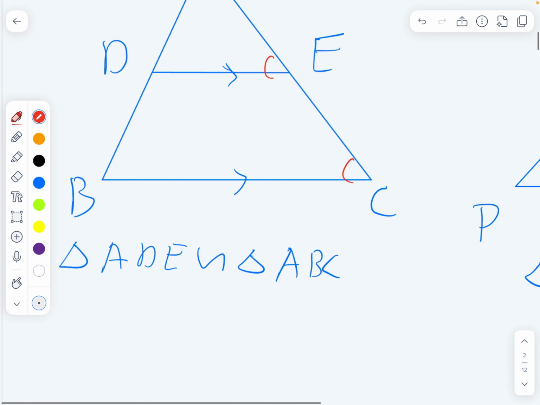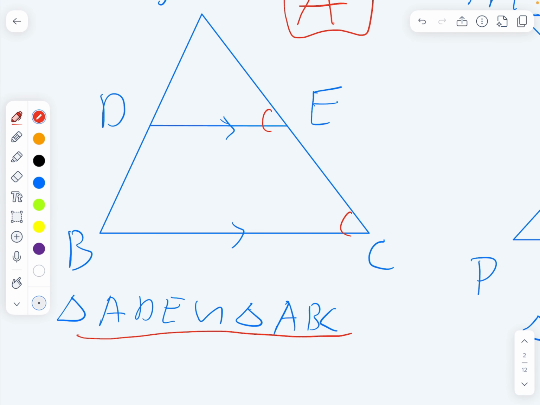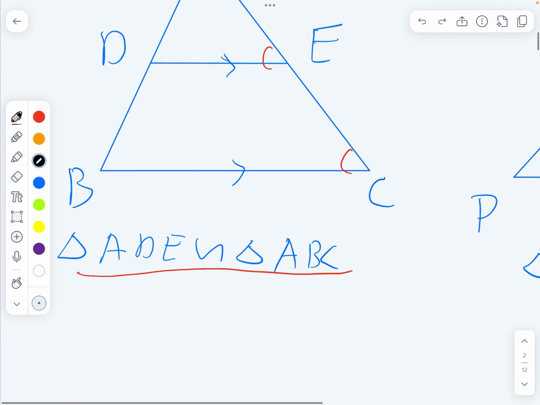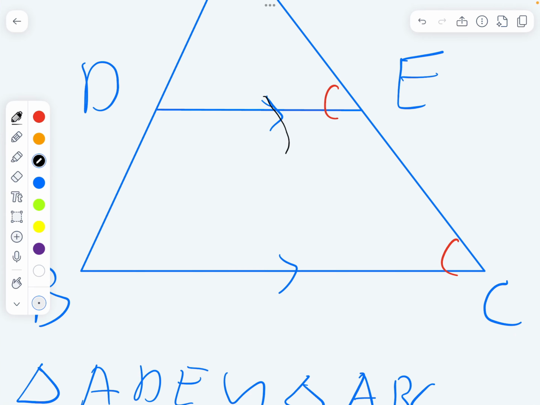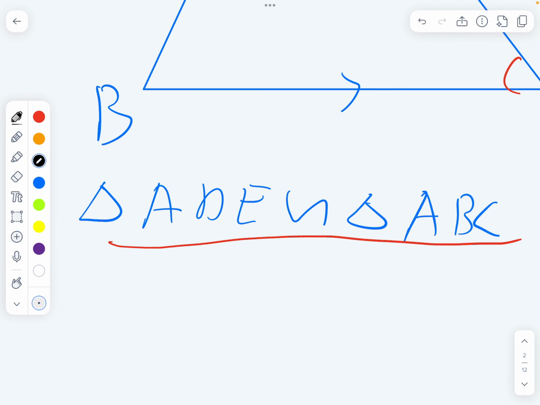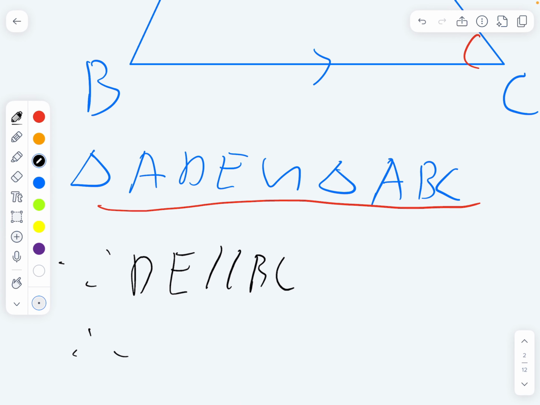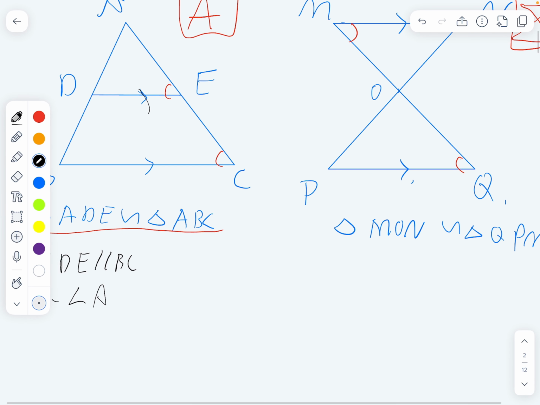We have already solved it in the last section. It's triangle ADE similar to triangle ABC, with the small one similar to the big one. The first condition is that DE is parallel to BC, so we can get angle AED equal to angle C, also written as angle ACB.